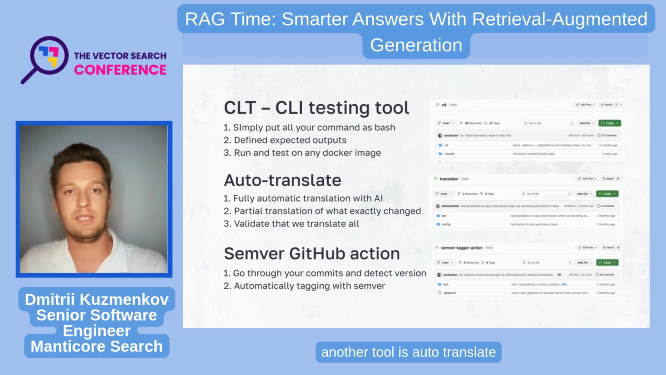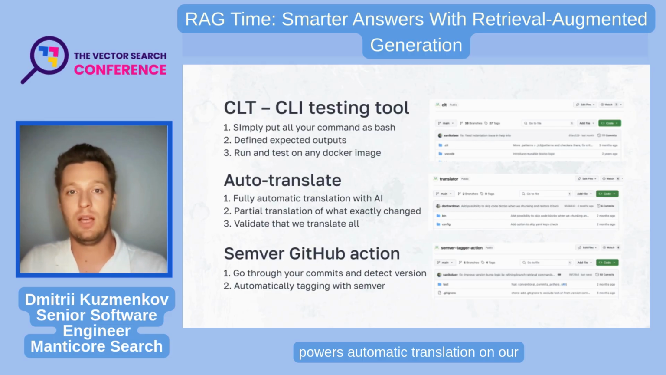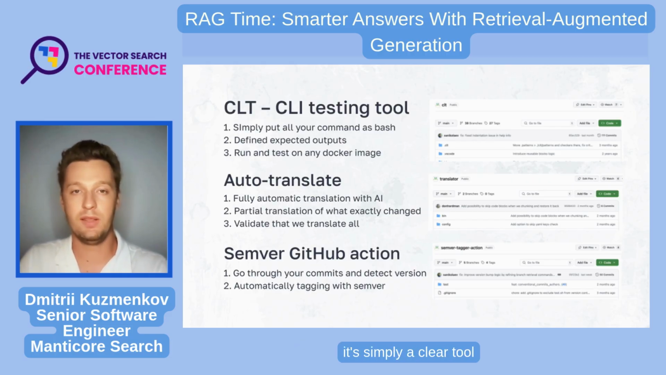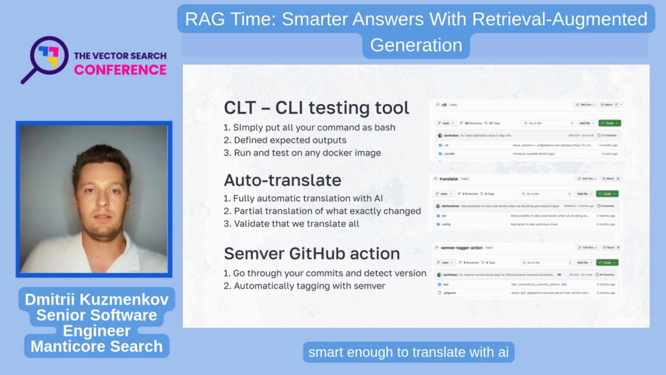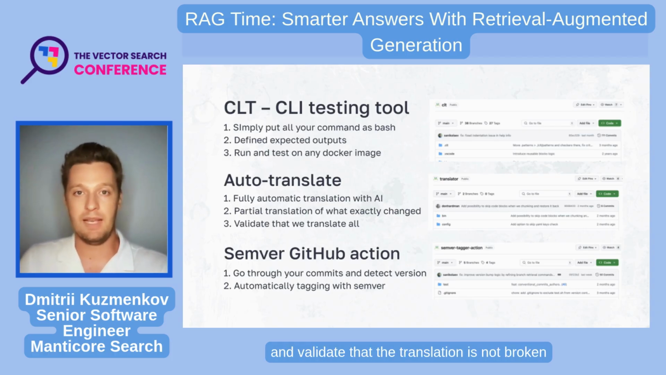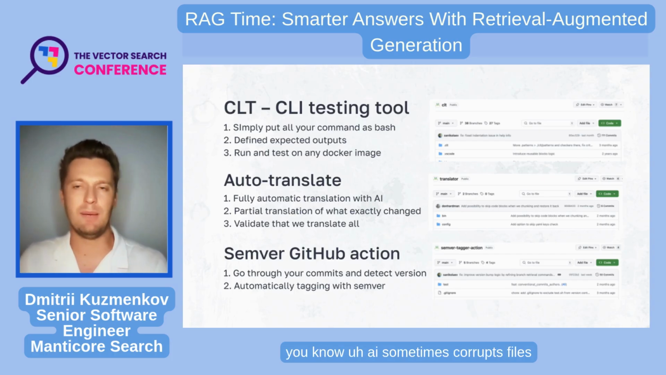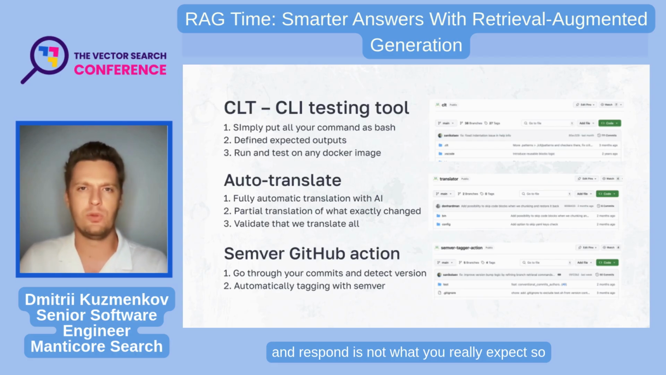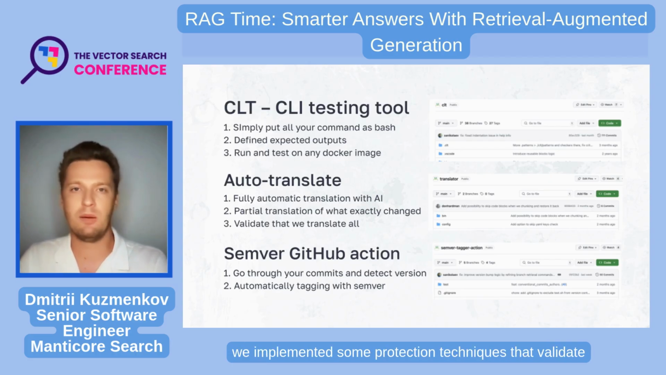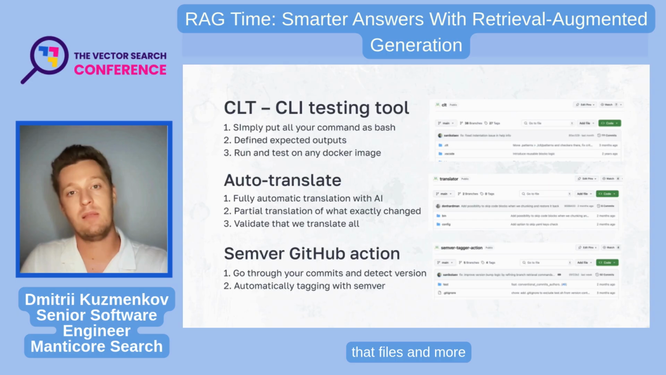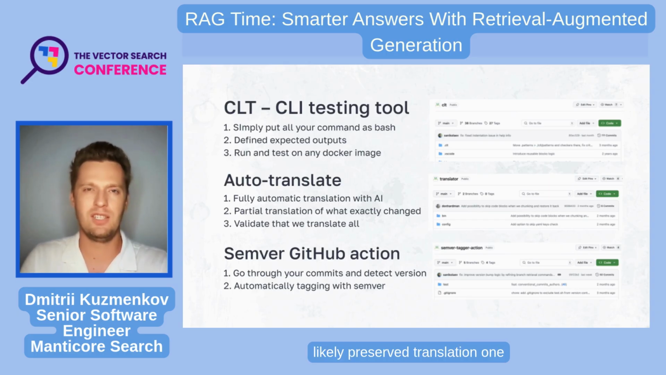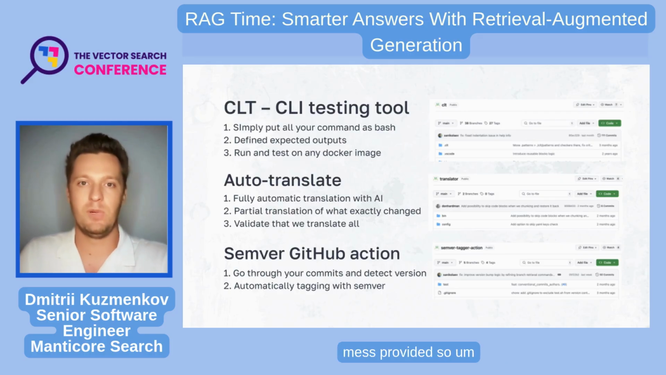Another tool is Auto-Translate, which powers automatic translation on our website and documentation. It's simply a CLI tool that's smart enough to translate with AI and validate that the translation is not broken. You know, AI sometimes corrupts files and the response is not what you really expect. So we implemented some protection techniques that validate that files are preserved and the translation is the same as the original without any mess.